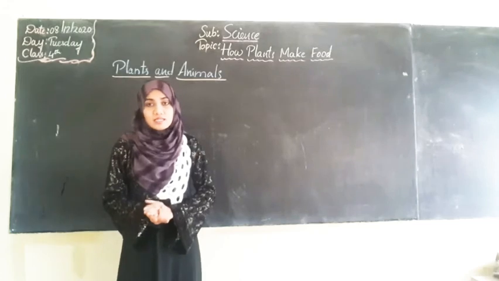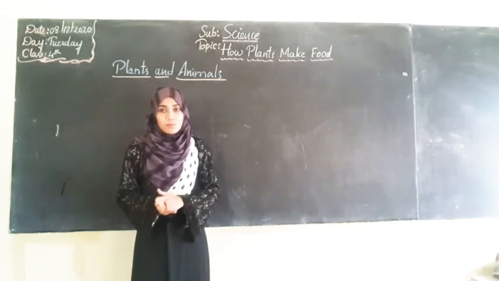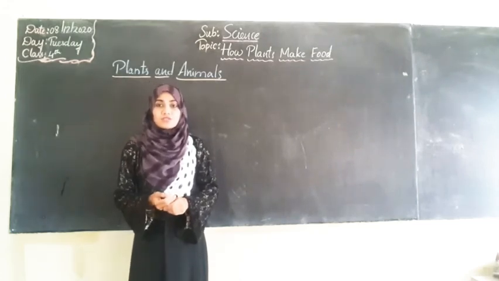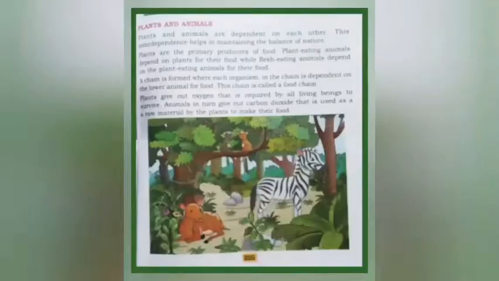First we shall read the content. So take out your textbook and look for page number 225. Let's read the content first. Plants and animals. Plants and animals are dependent on each other. This interdependence helps in maintaining the balance of nature.